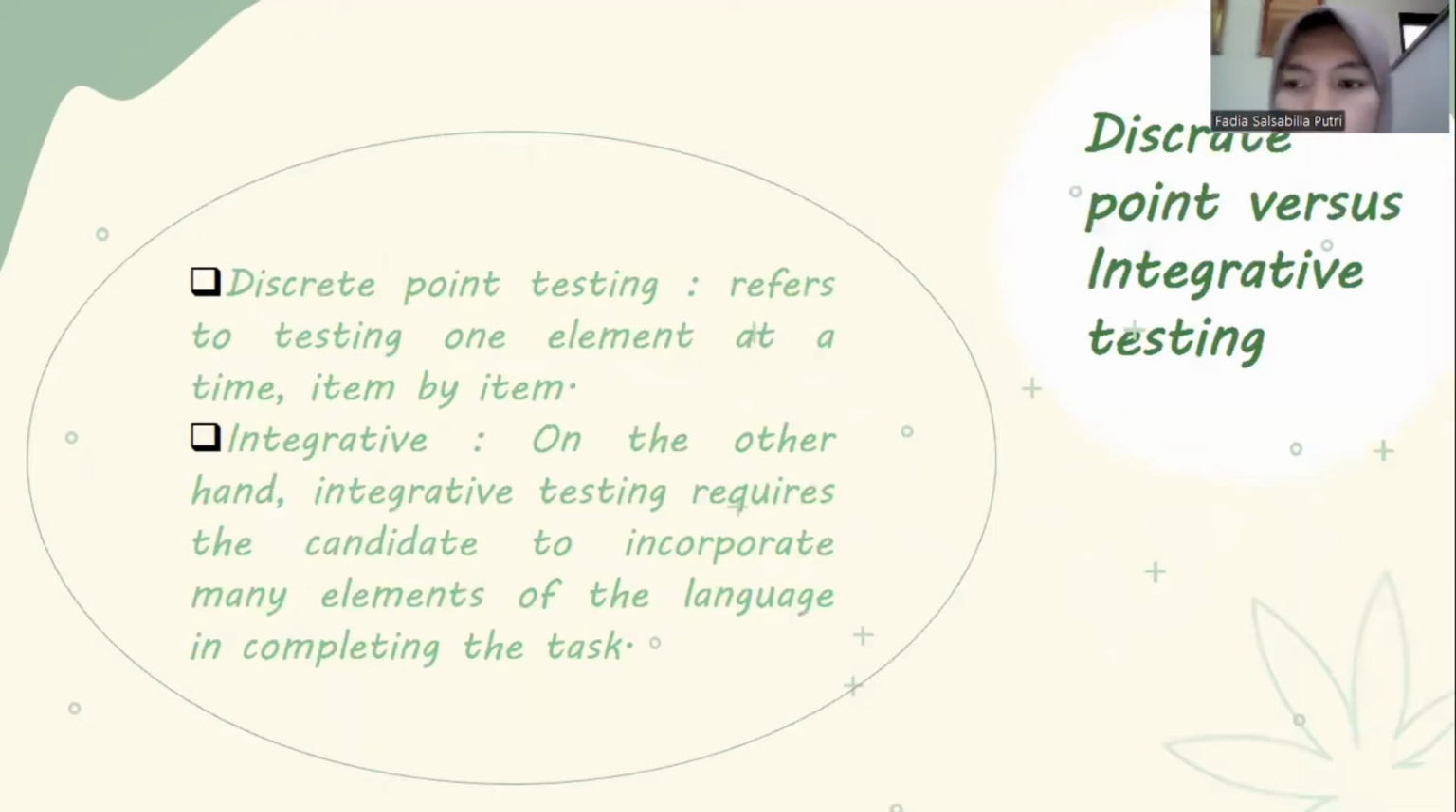Discrete point versus integrative testing. Discrete point testing refers to testing one element at a time, item by item. Integrative testing, on the other hand, requires the candidate to incorporate many elements of the language in completing the task.